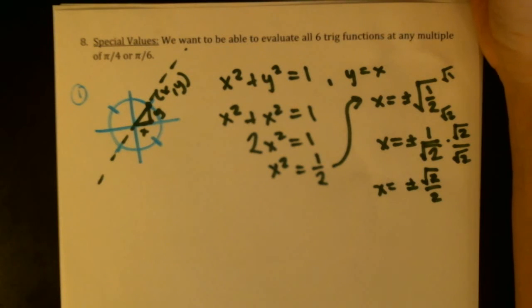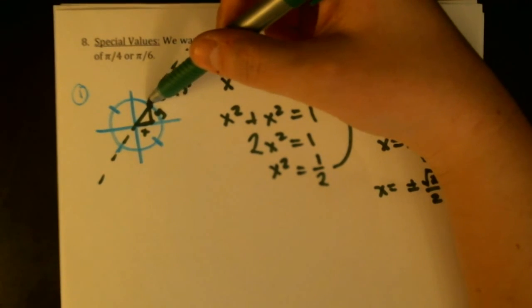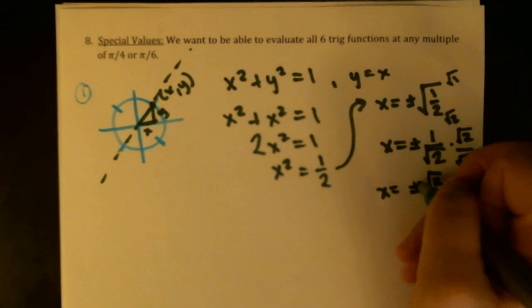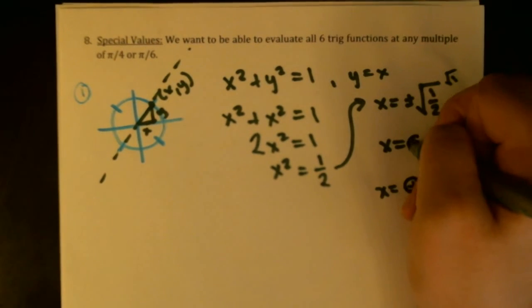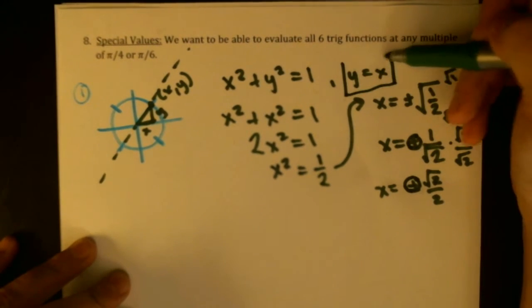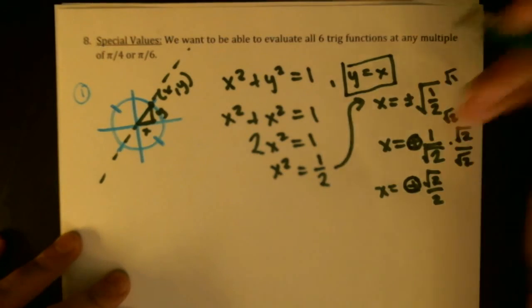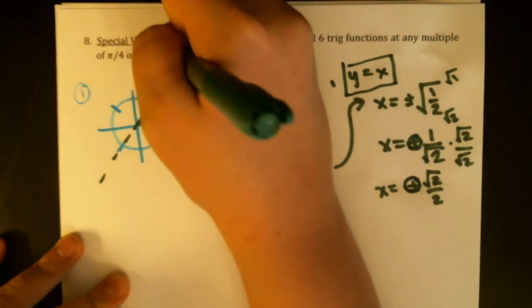So we figured out that x is either positive or negative 1 over the square root of 2. If we go back to our picture, we were looking for the point in quadrant 1. So I'm going to choose the positive 1 over root 2. And then we also want to know our y value, but that's really easy because we've decided that y and x have to be the same. So this point right here is 1 over root 2, 1 over root 2.